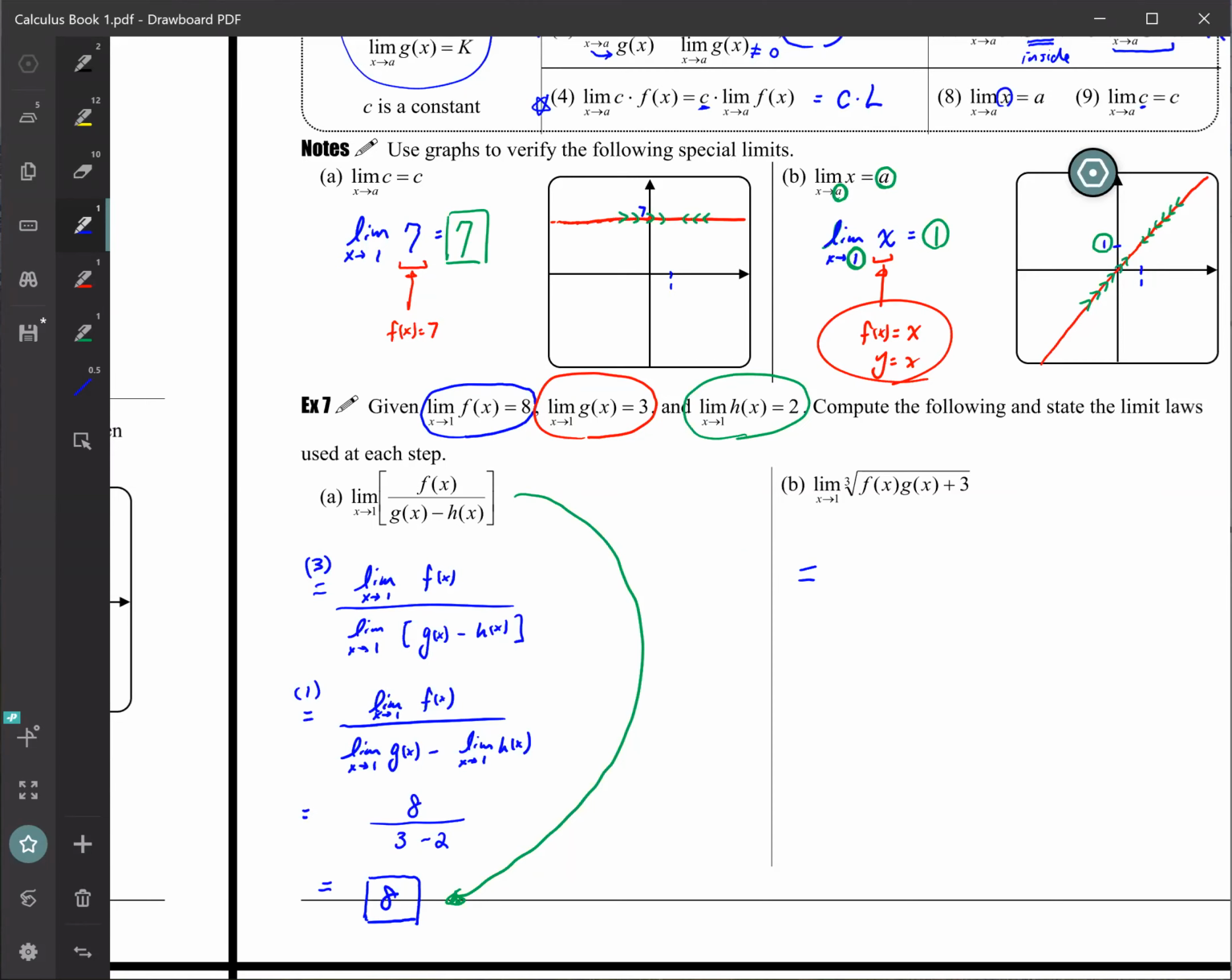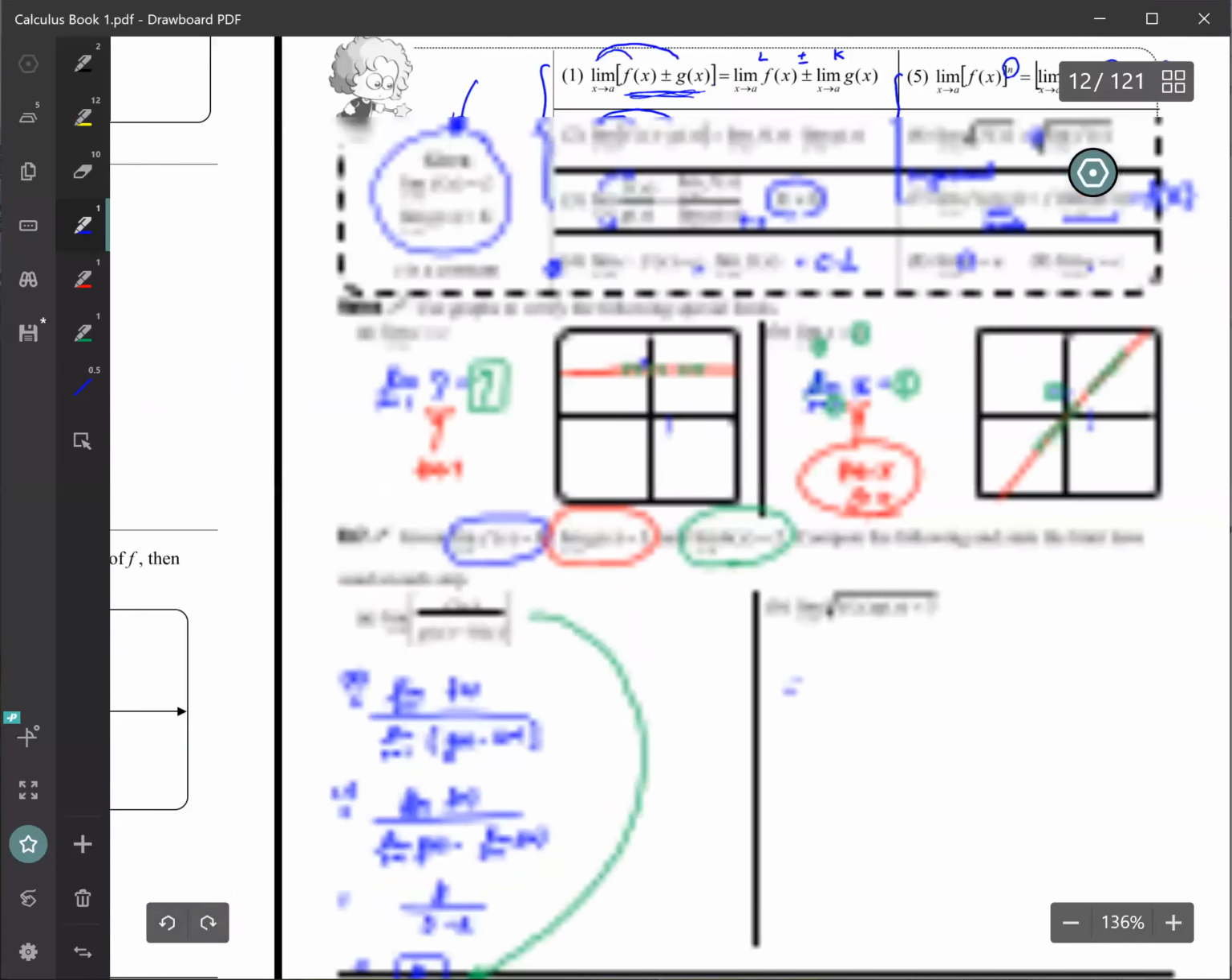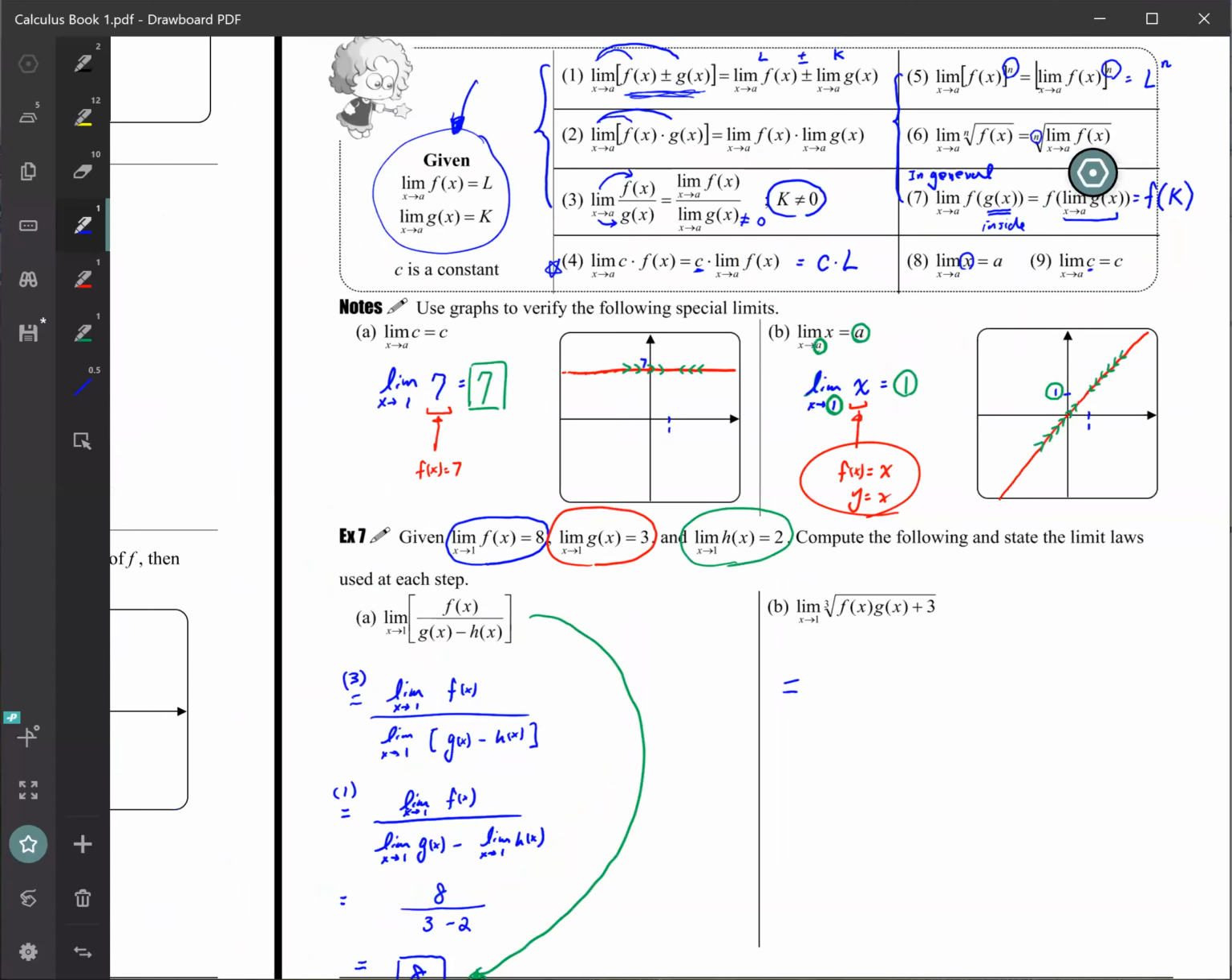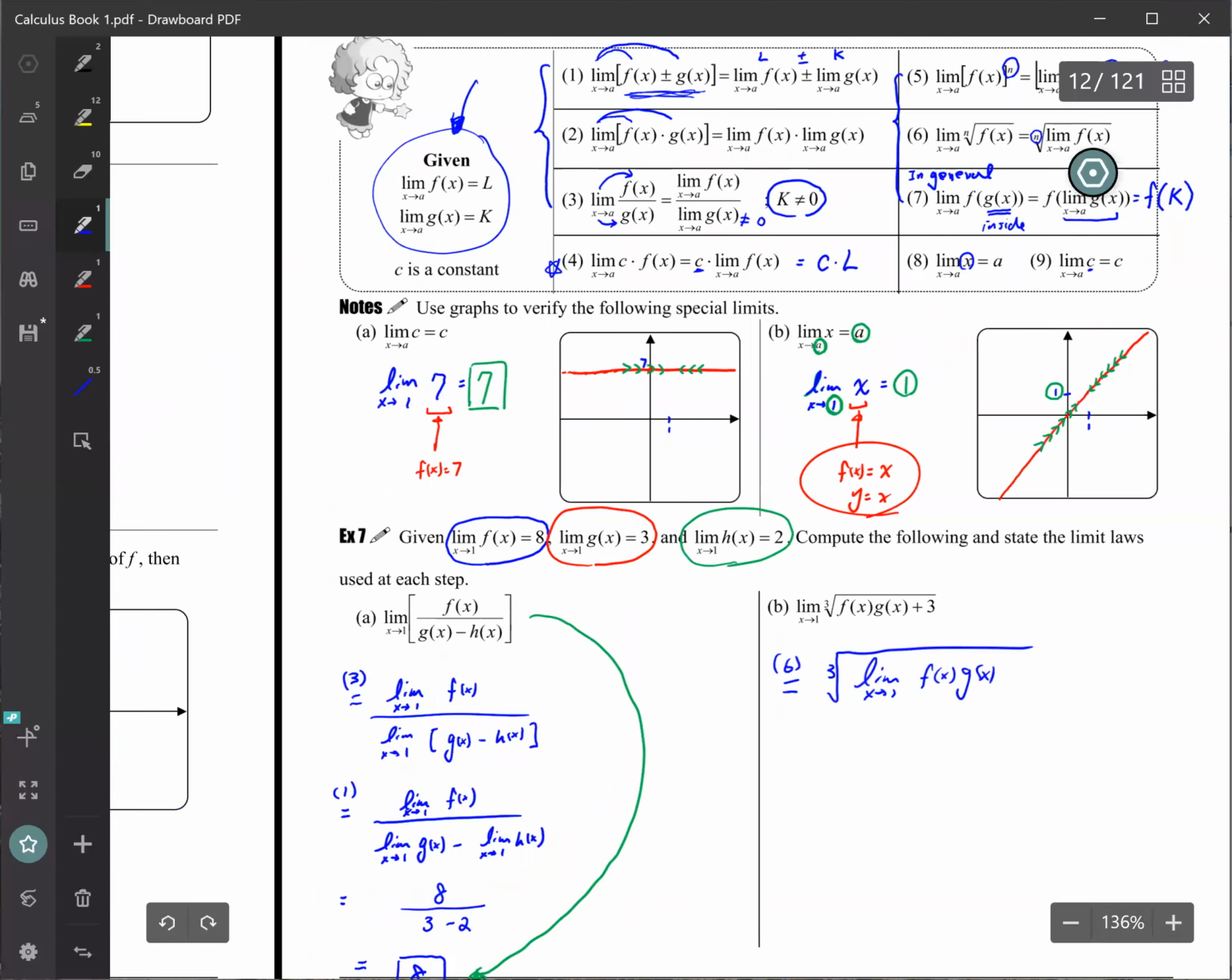Okay, Jesse, how about you tell us your first law that you used? Which number? The first one that I used was law 6. Okay, and how do I write it then? So then it would be the cube root of the limit as x approaches 1 of f of x times g of x plus 3. Okay, thank you. And Jeffy, what's your second law that you used?